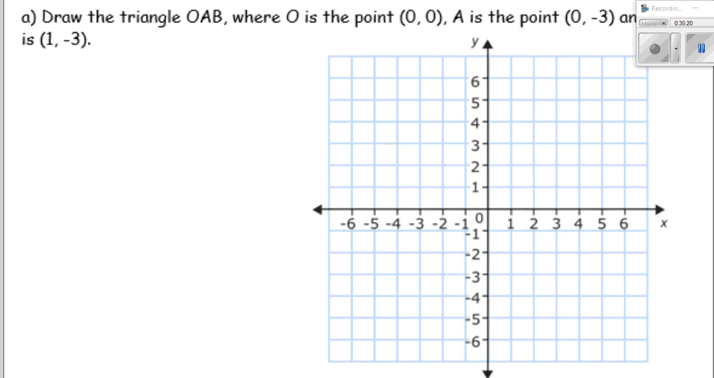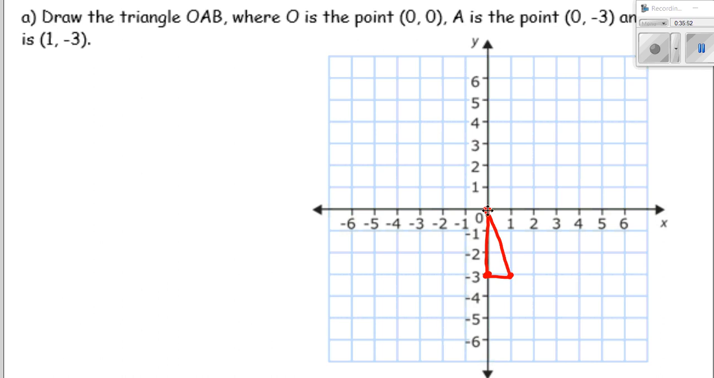So I love to draw my object in red. So here's one point here, 0, 0. Next point is 0, negative 3, right here. And the next point is 1, negative 3. So hopefully you drew a triangle. It looks like this. Nice. And then connect it all up with the ruler. And that freehand. There's our awesome object.